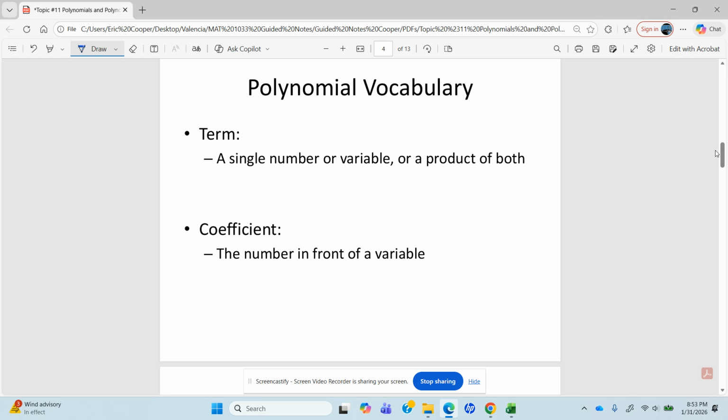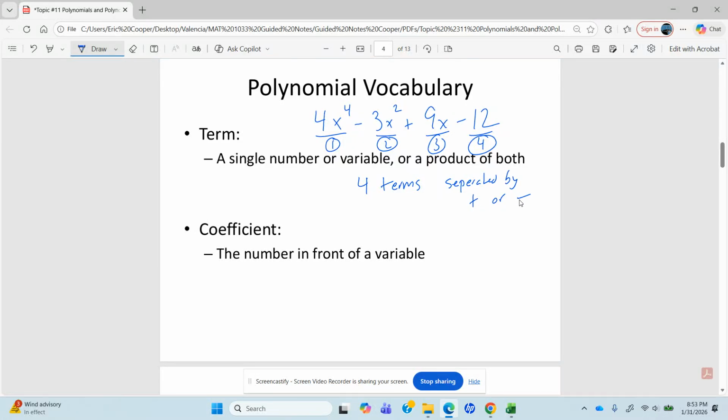A term is just a single number or variable, or a product of both. So let's make a polynomial. I've got 4x to the 4th minus 3x squared plus 9x minus 12. A term is literally anything separated by a plus or a minus sign. So in this polynomial, I have 4 different terms. And again, the best way to remember it is it's separated by either a plus sign or a minus sign.